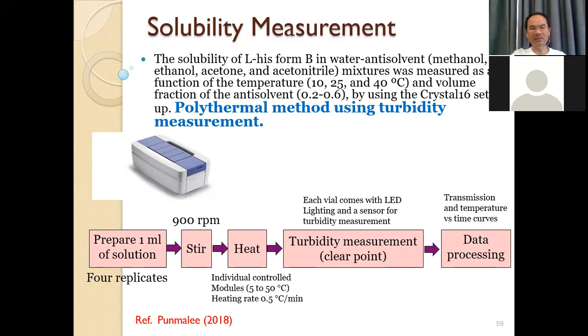The second technique is the polythermal method. The gravimetric method is isothermal, at constant temperature, but polythermal means the temperature is varying. For this case, we fix the concentration. You prepare a known amount of liquid and a known amount of solid, then you stir or mix, and also heat. For this case, you measure the temperature and watch for the turbidity.